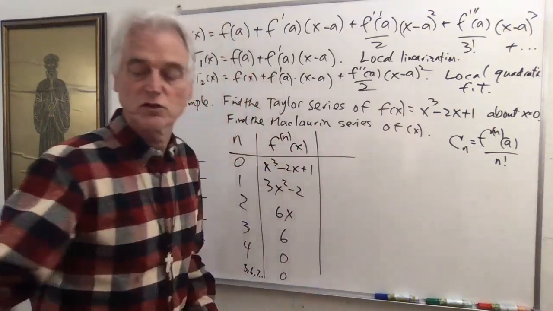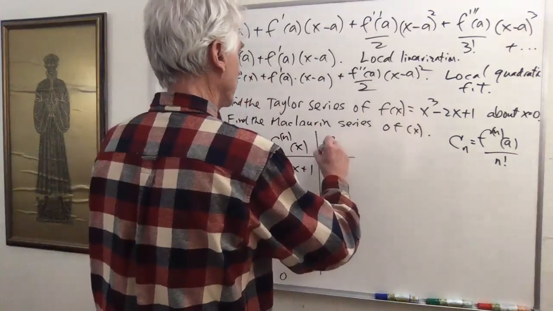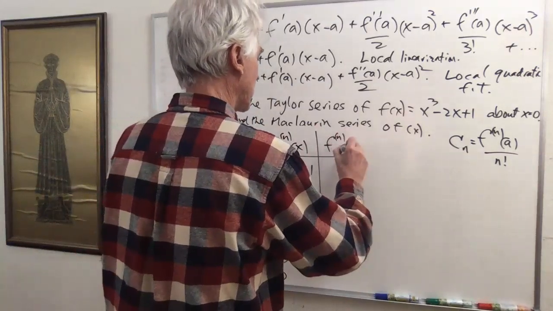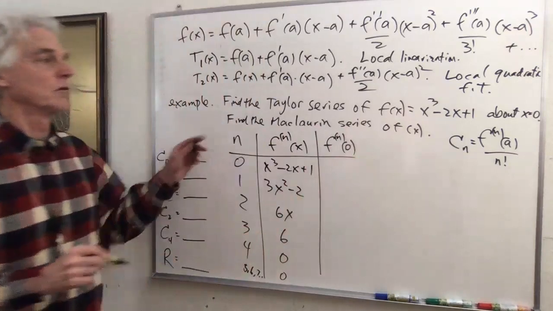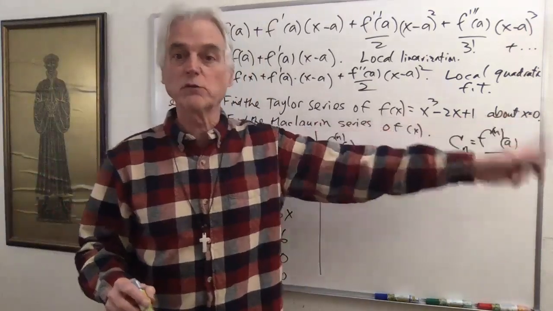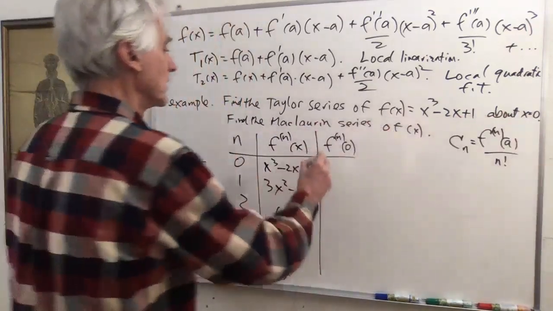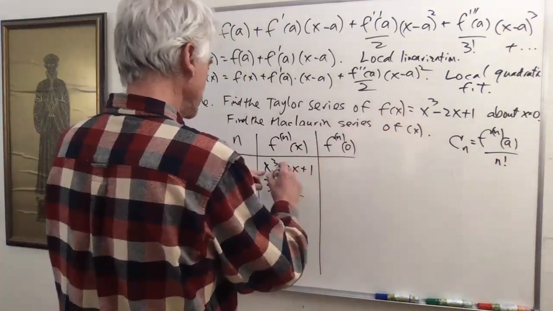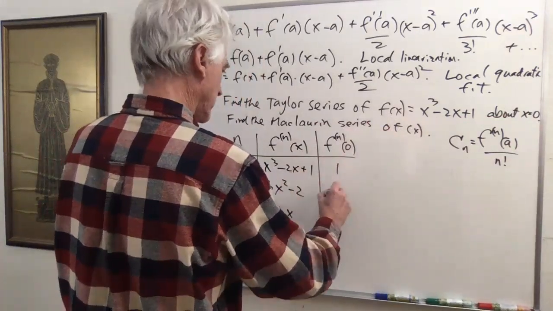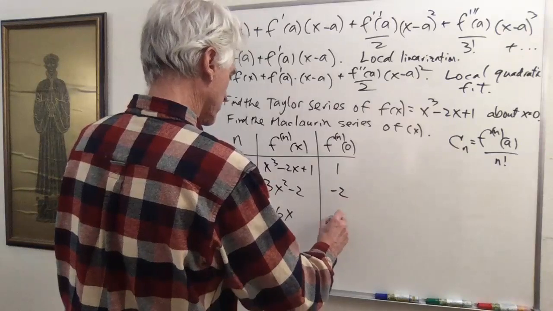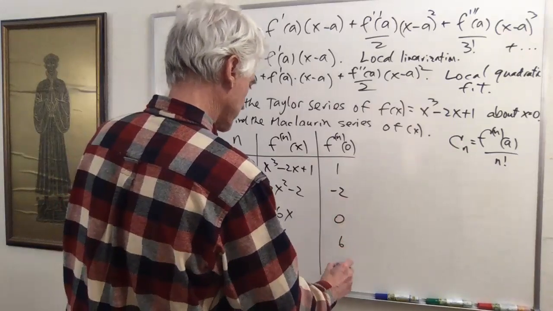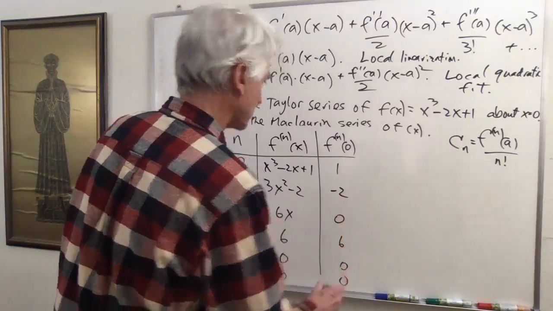Now we want to evaluate the derivative at 0 because it's a series about a equals 0, or the Maclaurin series. So this can be pretty easy to evaluate. That's 1, negative 2, 0, 6, 0, 0.